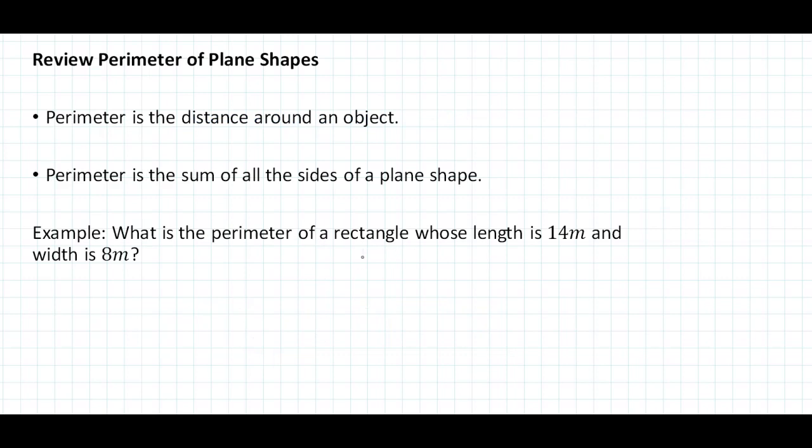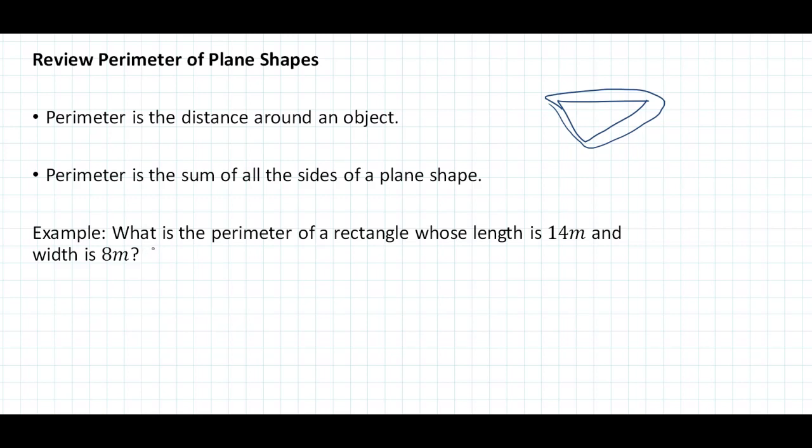So the perimeter of a plane shape, of any object, you can look at it as the distance around an object. So if I have an object that looks like this, a triangle, the perimeter is the distance around this object, which also indicates that you're adding up the lengths of all of the sides of the object. So now let's look at this example.